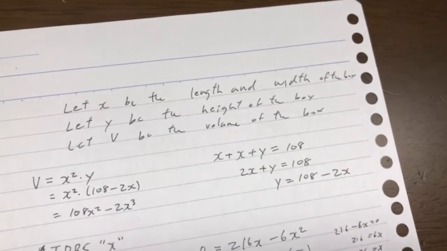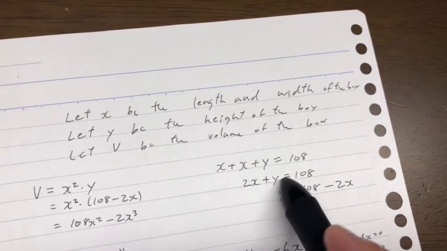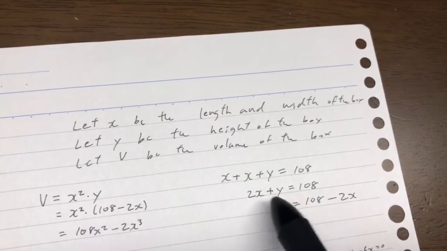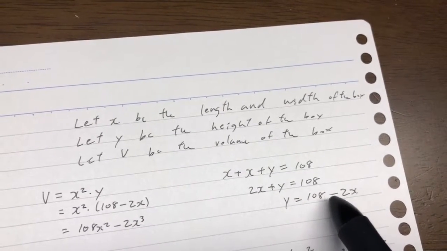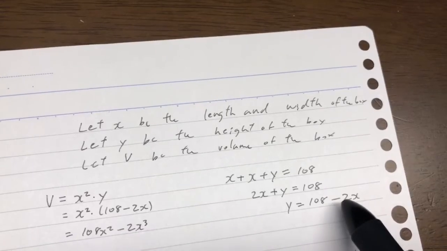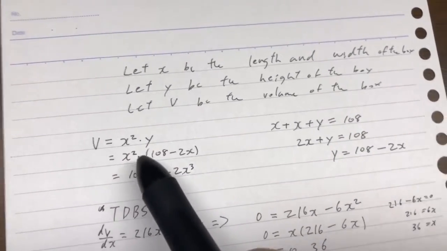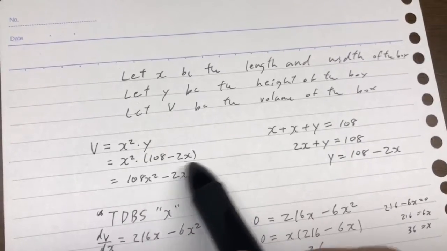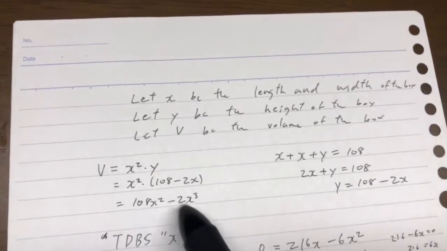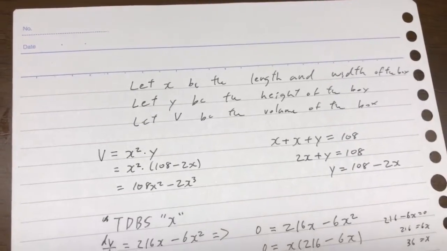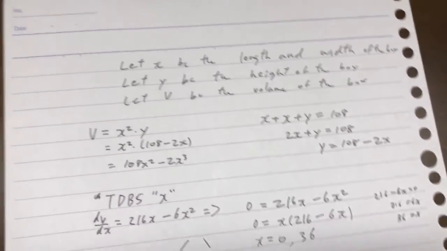And so here, I wanted to eliminate the y to make my derivation step easier. And so I solved for y over here. So we added the x's to get 2x, subtract the 2x, and we get y equals 108 minus 2x. We plug that in over here, and I distributed out the x squared again to make my derivation easier, and we end up with this being our volume equation.